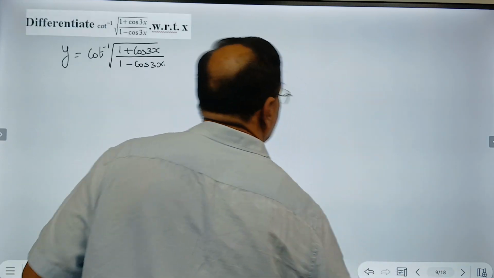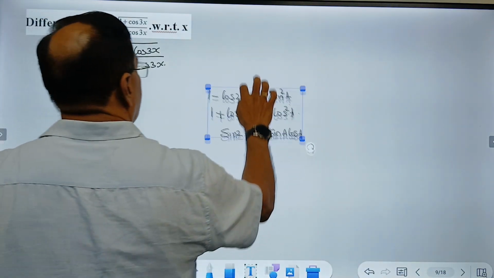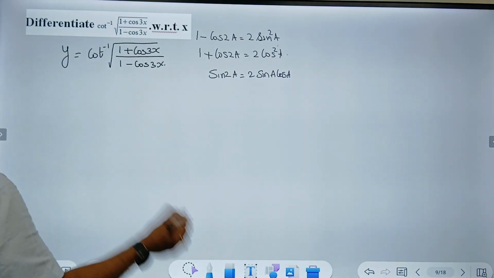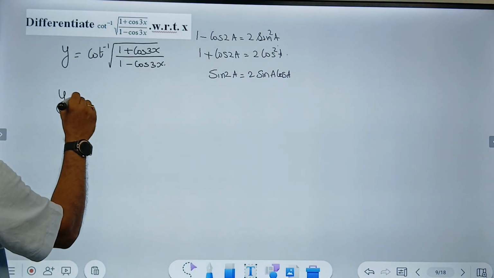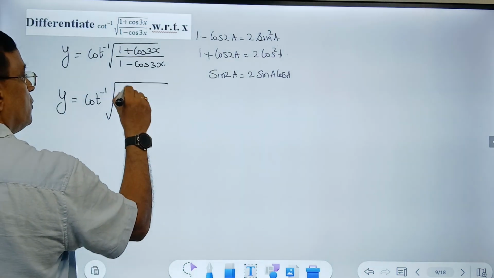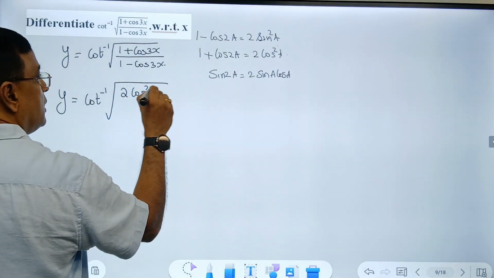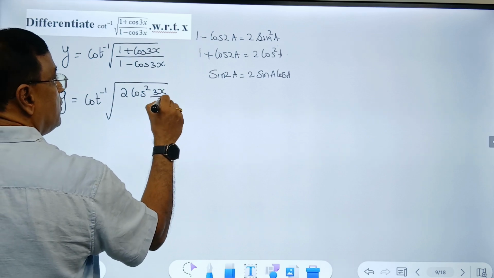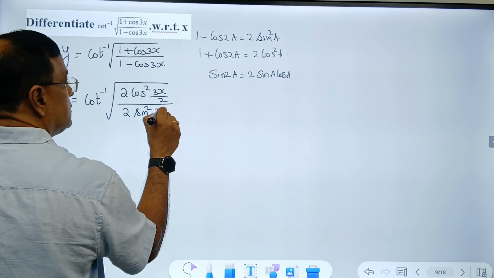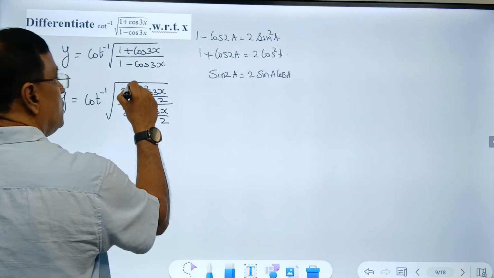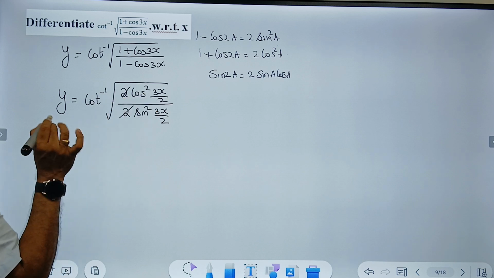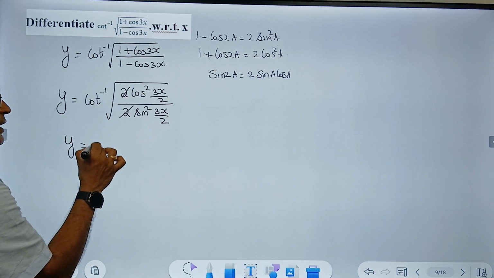Okay, I need this. Look at this. I will use the same formula here. So y equal to cot inverse of root of 2 cos square 3x by 2 by 2 sine square 3x by 2. 2 gets cancelled, right? So I get, if you know the formula, it's direct. There's nothing to even think.